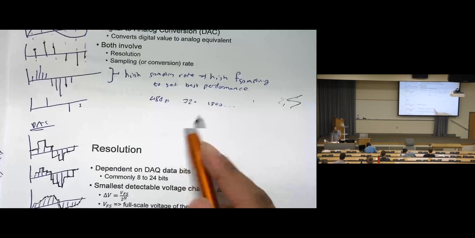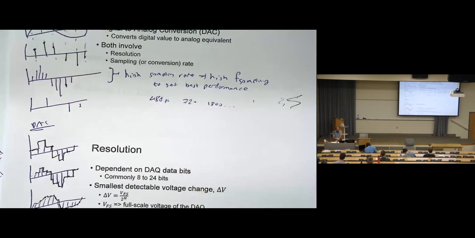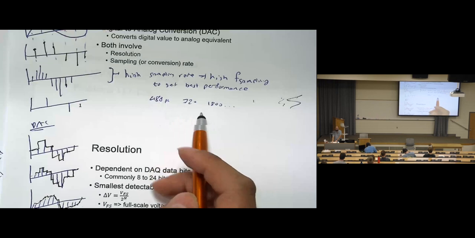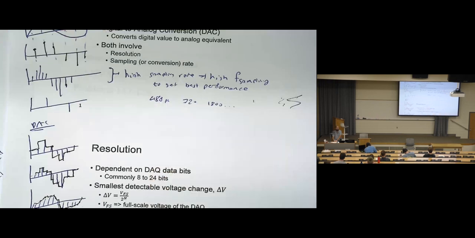So the resolution is associated with how we can increase the number of samples. If the number of samples is low, we are losing information. If it is high, then we are getting more information. Okay?